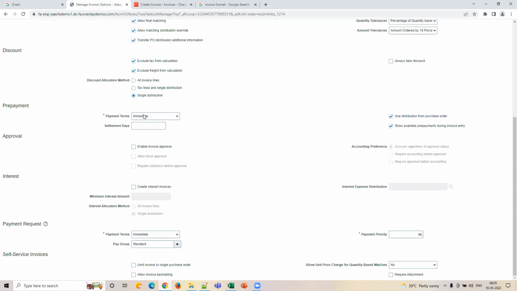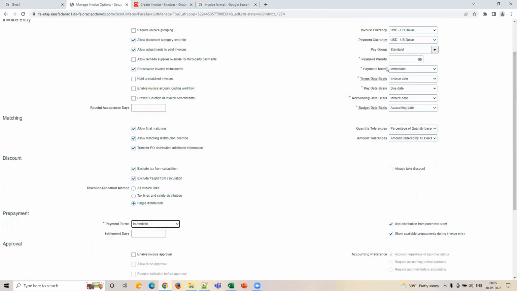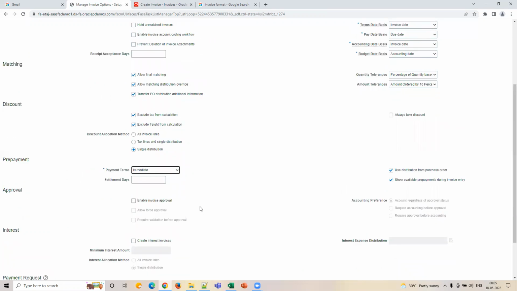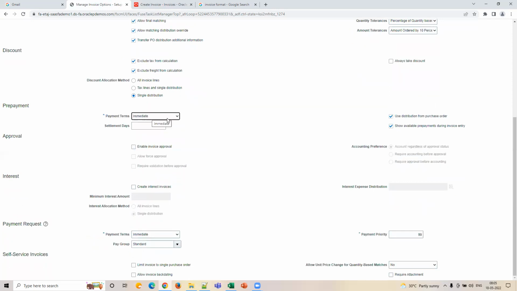Now we are seeing this option for prepayment. Whenever I'm creating a prepayment, what should be my default payment term? This payment term is for your other invoices. This payment term is for prepayment invoices. Okay. I'm keeping this option for prepayment invoice as immediate. Then settlement days. Whenever you are creating your prepayment, let's take an example. I'm prepaying one of my suppliers for 30 days. What does it mean? After 30 days, I have to use this amount, or you have to settle back with this amount. So for all the prepayments, my settlement days is 30. Only 30 days I can keep my prepayment.